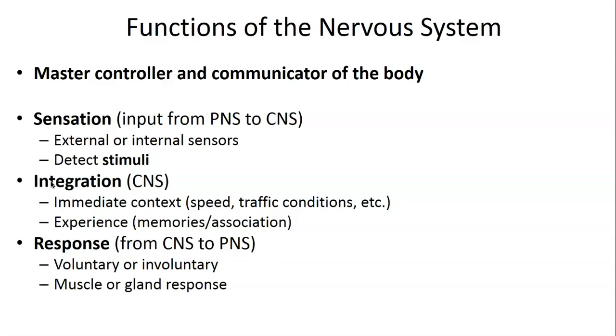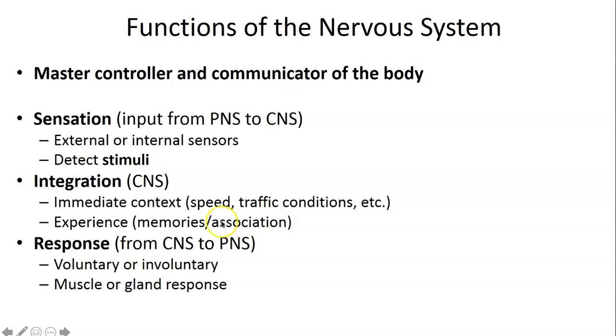The next is response. The nervous system has to produce a response on the basis of the stimuli that are perceived, right? If you touch a hot stove, your nervous system needs to react to that so that you can move your hand away. That is going from the central nervous system to the peripheral nervous system.